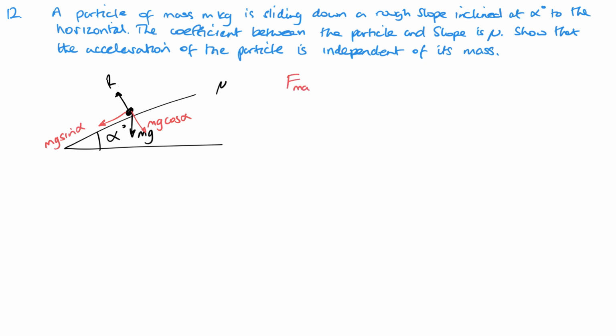So maximum value of friction, because we've got a rough slope, friction is going to be acting up the slope, the opposite direction to which I am moving. So friction is going to be mu R, and if I look at R when I've resolved perpendicular to the slope, I can see that R equals mg cos alpha. So my maximum friction is mu multiplied by mg cos alpha.